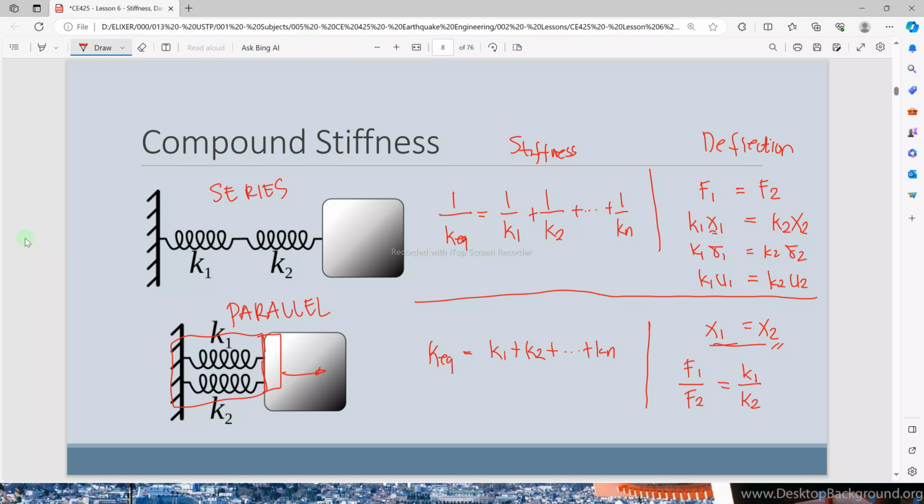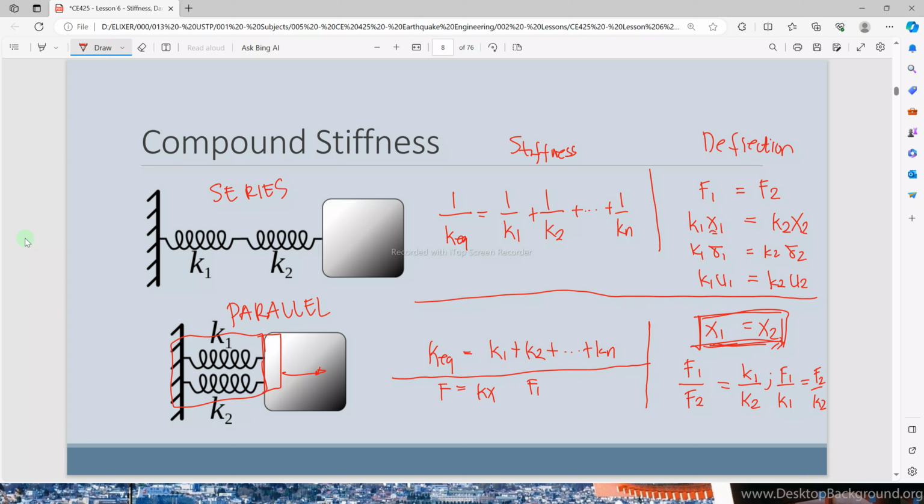So, if we have F1 over F2, then ang ratio sa stiffness, we have K1 over K2. Or, F1 over K1 is equal to F2 over K2. So, nganong F1 over K1? It is because of this. Kung sa may naana nga connection. If you remember, no, that the Hooke's law, force is equal to Kx.